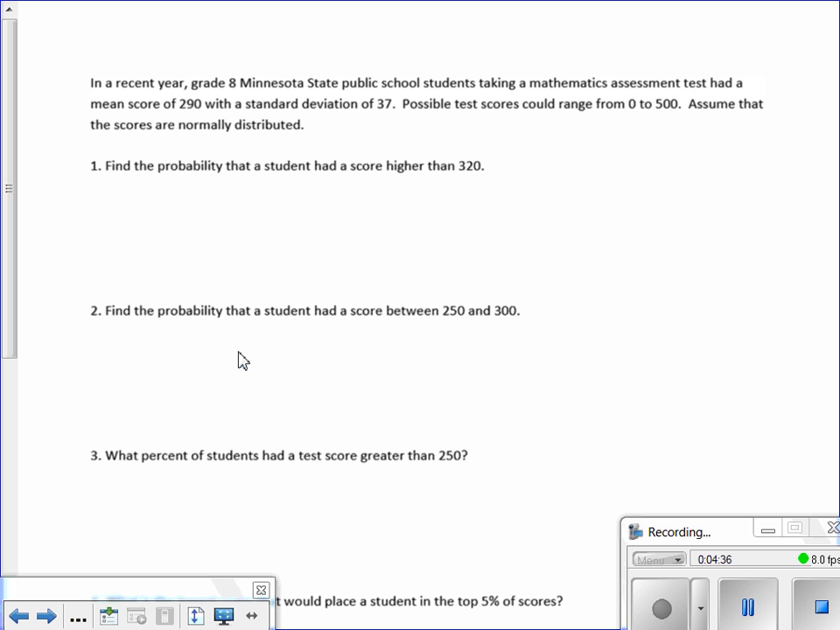So if we turn the page, here's one particular example. In a recent year, the mean test score is 290 and the standard deviation is 37. So assuming that scores are normally distributed, that means that we can go ahead and use our information here. Find the probability of students scoring higher than 320. So we're going to let x equal a student score. It's always good if we're going to write a probability statement that we define what variables we're using. So if you recall, my observed value is 320, my mean was 290, and my standard deviation was 37.